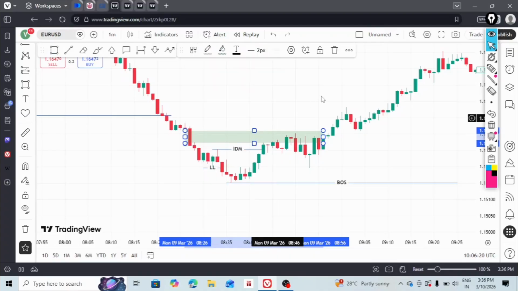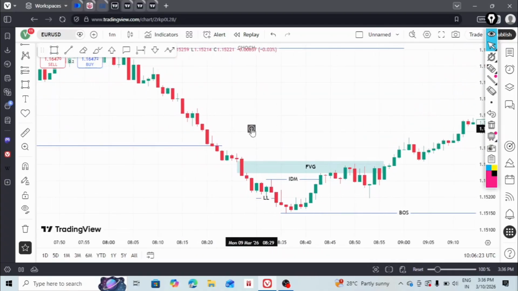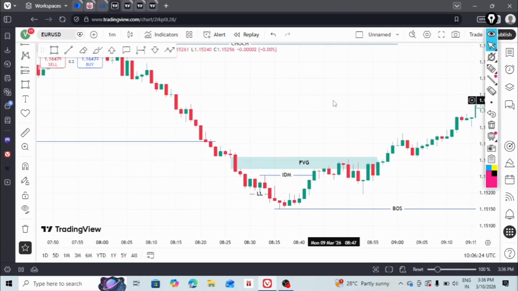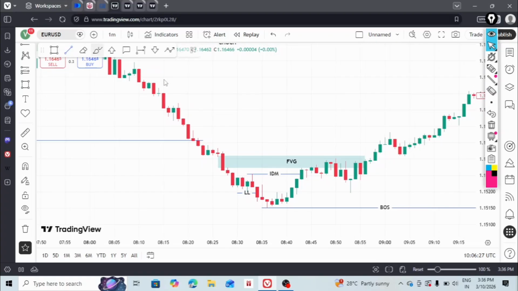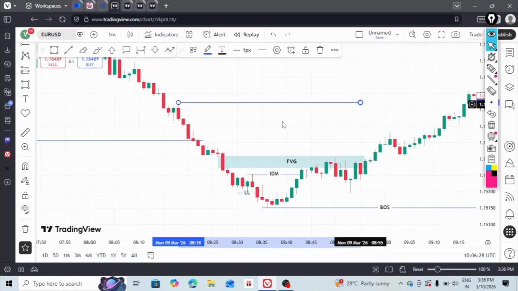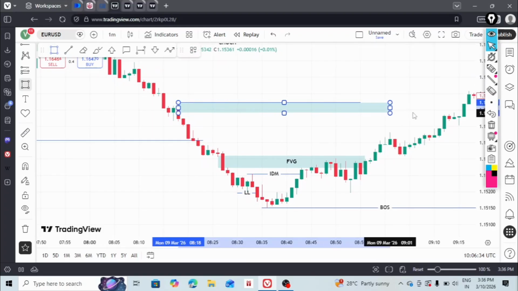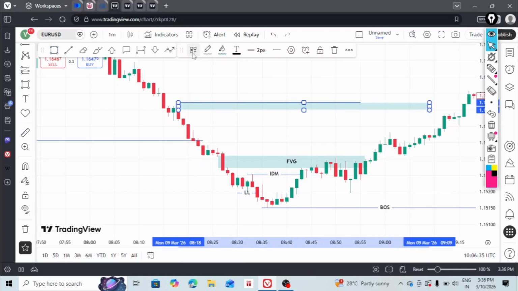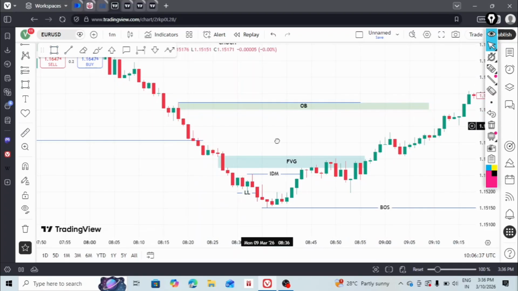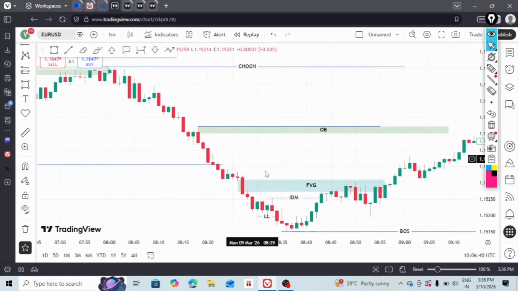This is the fair value gap. Okay, this is the fair value gap. Do we have any order block? Okay, let's see. We have another pullback here, so pullback. So this will be the order block here. Okay, this will be the decisional order block. This is the decisional order block below the inducement.